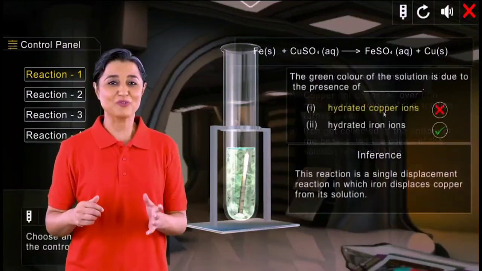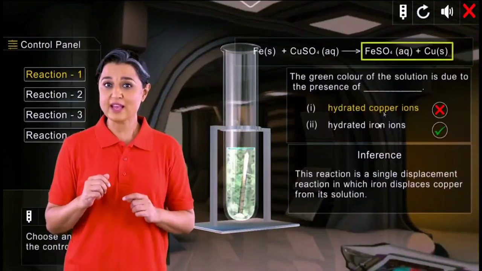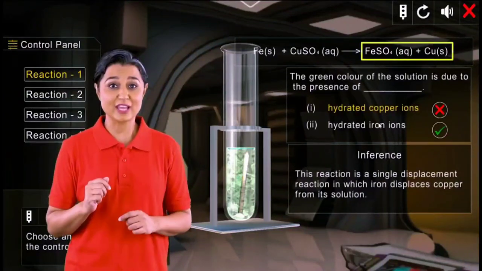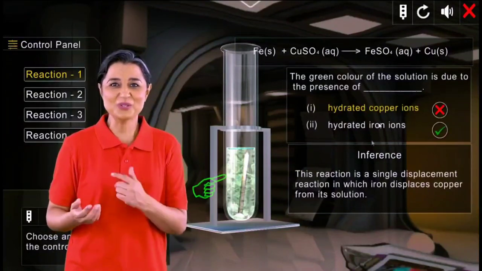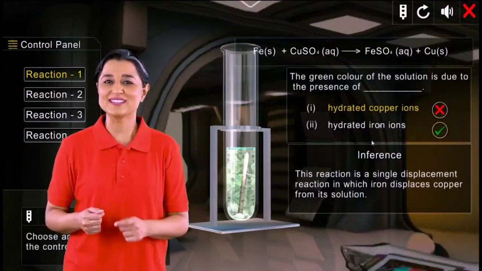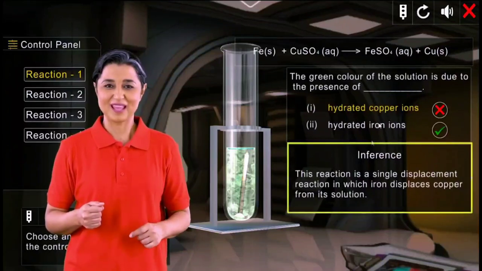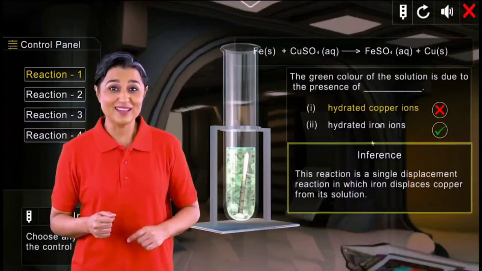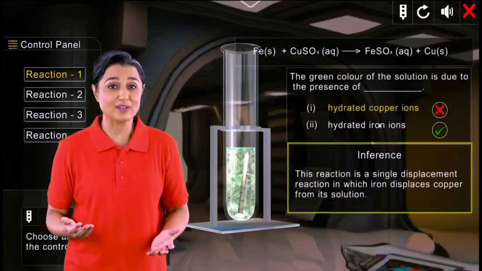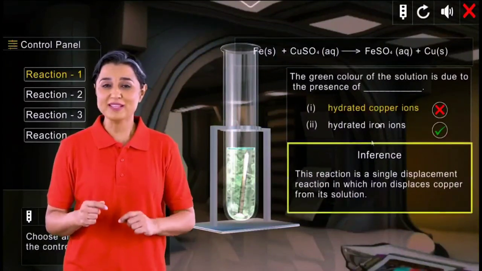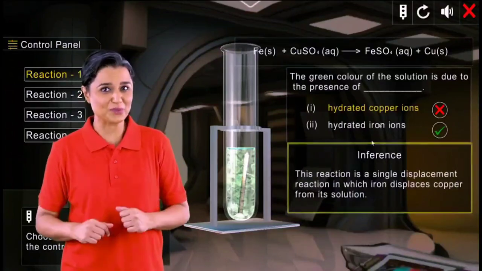This leads to the formation of FeSO4.6H2O, which turns the solution green due to the presence of hydrated Fe ions. So, we have learned that this reaction is a single displacement reaction in which iron replaces copper from its solution.